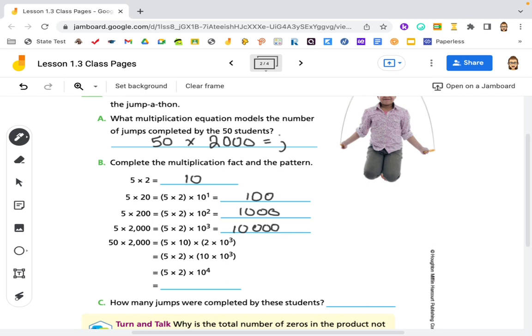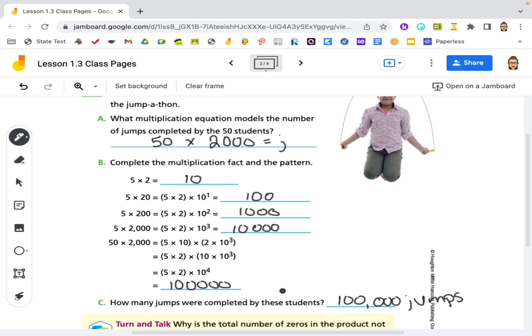So then we have 50 times 2,000. It's going to be 5 times 2. We get 10, times 10 to the fourth power, so we add 4 zeros, giving us 100,000. So then it says, how many jumps were completed by these students? Well, there were 100,000 jumps.